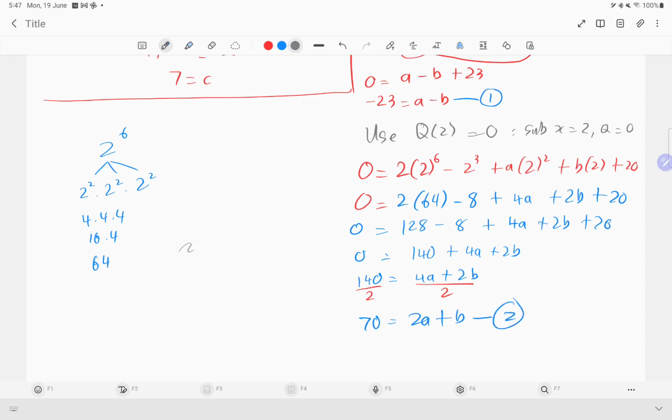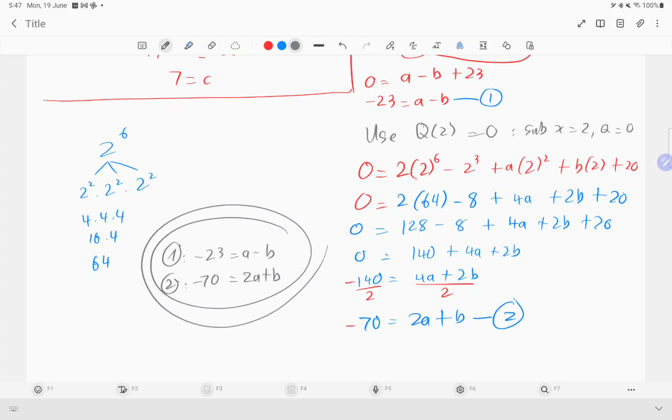Just to help you guys out, I'll rewrite equations 1 and 2 here and see how we can work it out. Equation 1 would be negative 23 equals a minus b. Equation 2 is 70. Oh, sorry, it should be negative 70. When you move the 140 over, it becomes negative. So negative 70 equals 2a plus b. How do we solve these two equations simultaneously? How do we get rid of one variable so that you can solve for the other?